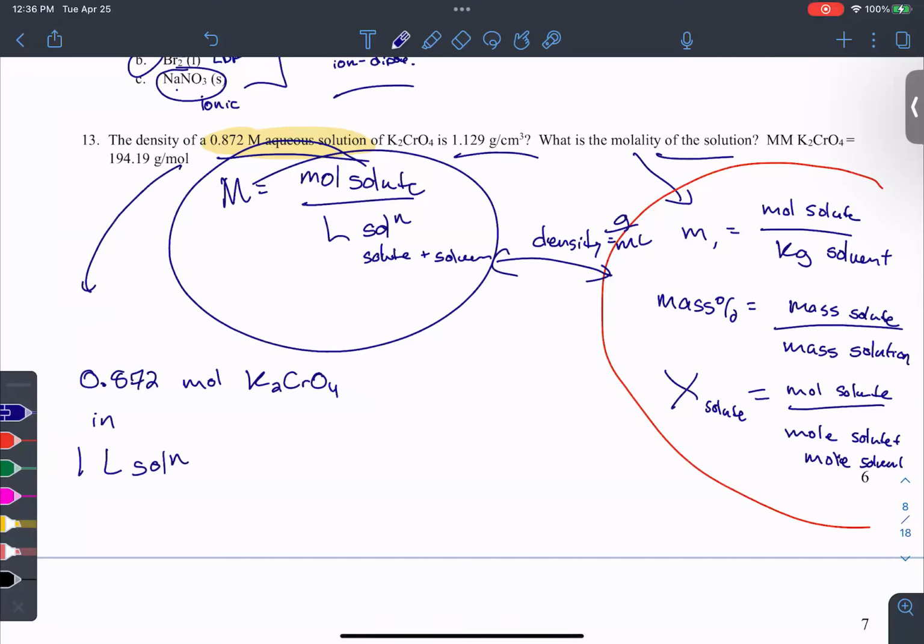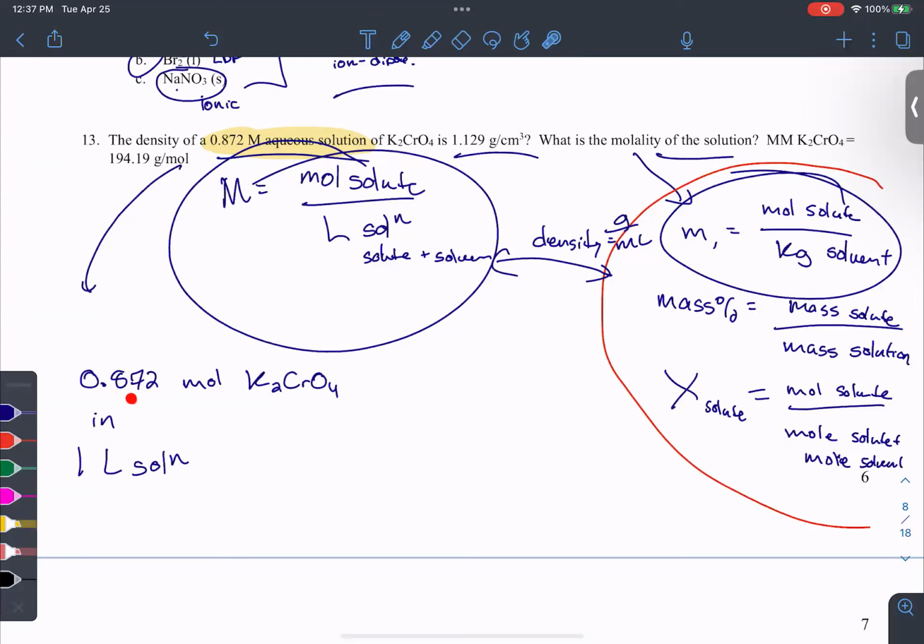Just understanding the unit. My goal is to get it into molality. So I need to figure out how many moles of solute I have, and how many kilograms of solvent I have. Do I already know one of these? Yeah, I know the numerator. I'm halfway done. So in my numerator, I'm putting 0.872.